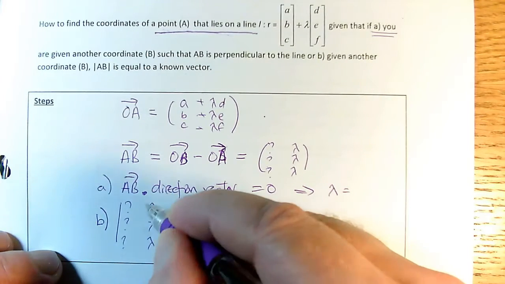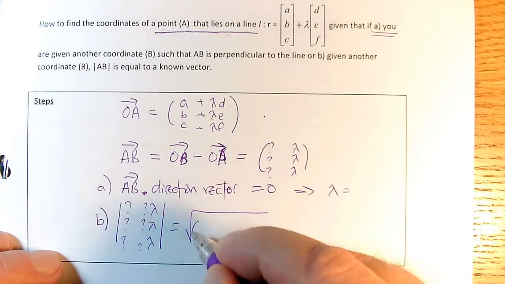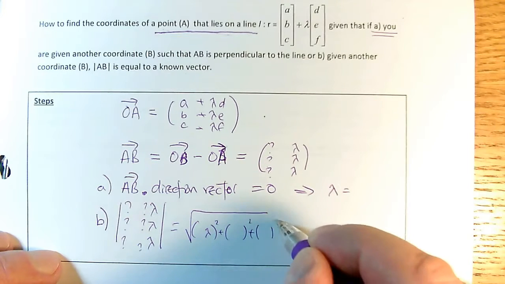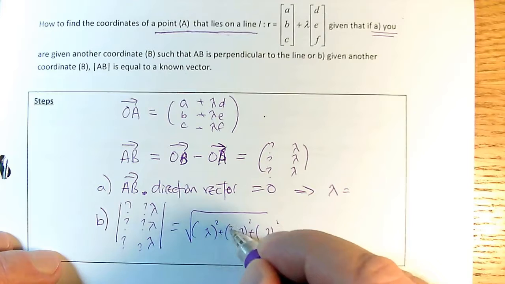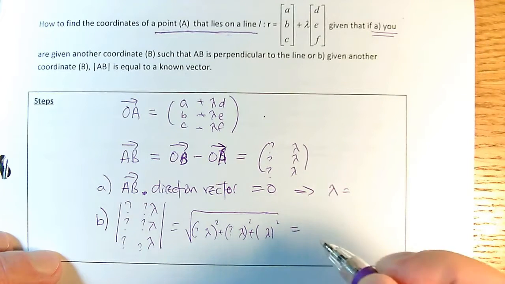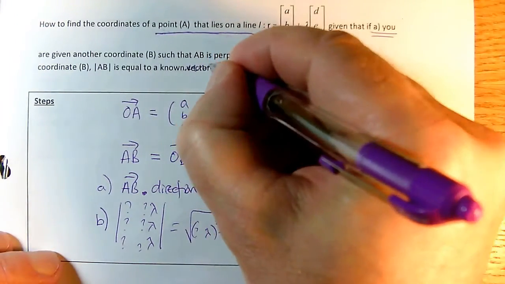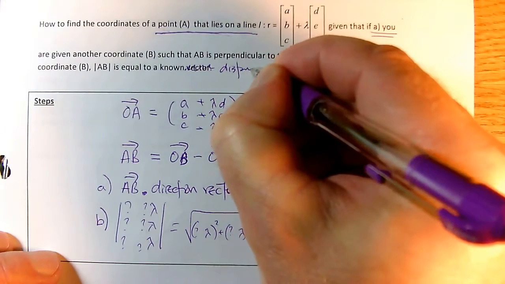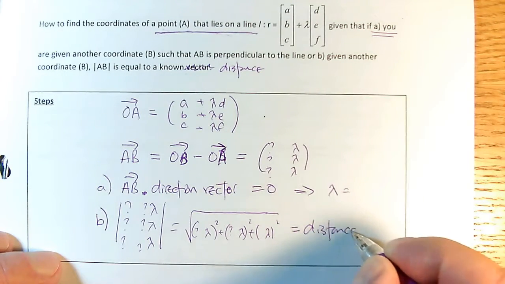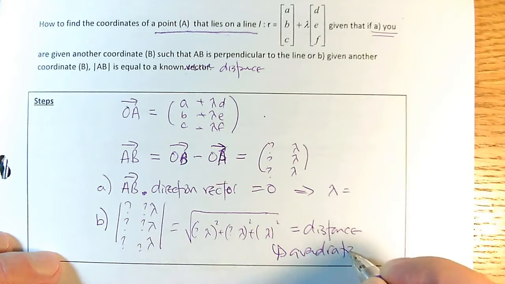So there'll be numbers and lambdas in this. The modulus of that is just going to be the square rooty thing, so there'll be lambdas being squared in lots of different brackets, as well as numbers. So you square all of that out, and the modulus of AB is equal to a known distance. That should say a known distance, shouldn't it? Otherwise it makes no sense. So you square both sides of this, and this gives you a quadratic, and lo and behold, you'll be able to solve that to find lambda.